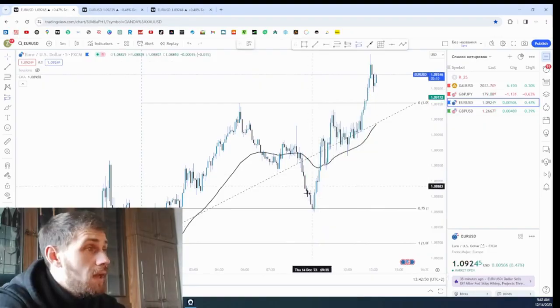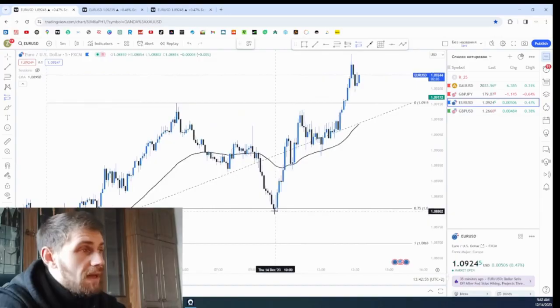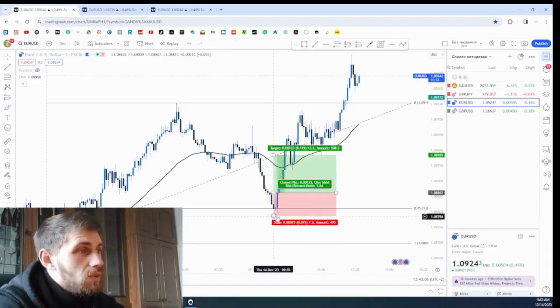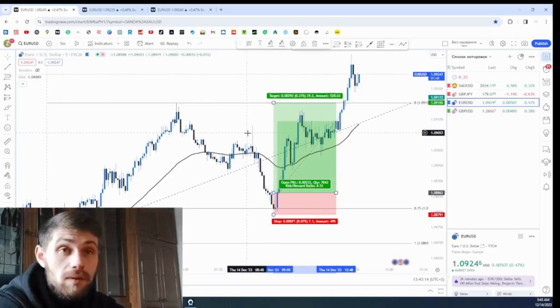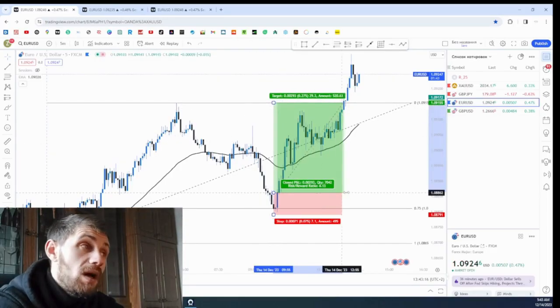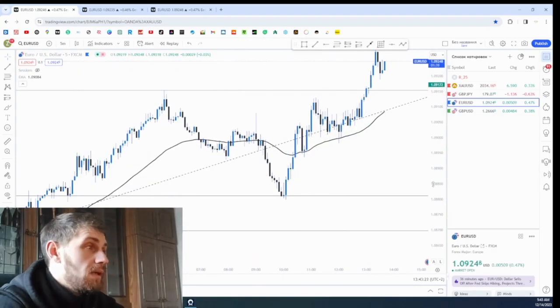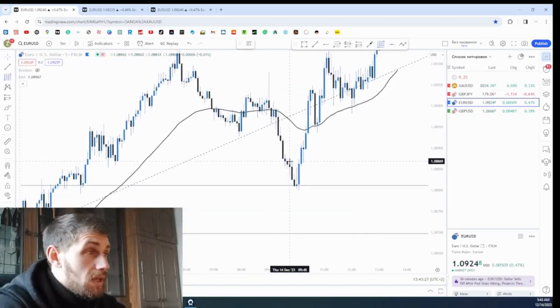The second type of entry, you wait for the price to come to your 75 level, and then you wait for the bullish or bearish engulfing, vice versa. Once the candle closes, you can put your stop loss beneath this low and target this one, which is going to be 1 to 4 risk to reward ratio, which is pretty awesome. It's actually awesome.